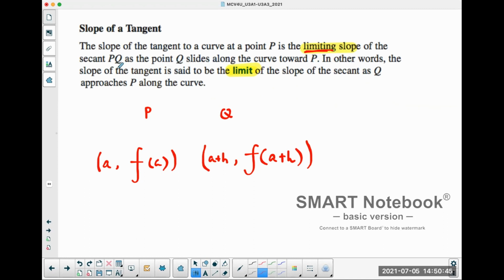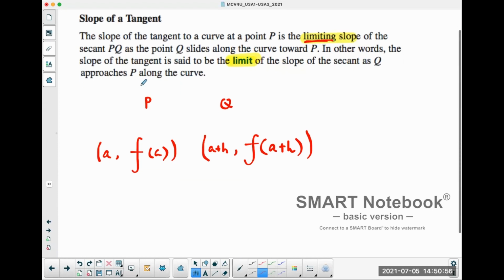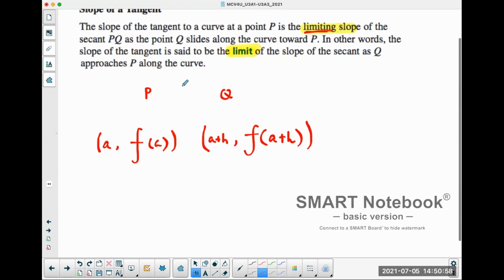In other words, the slope of the tangent is said to be the limit of the slope of the secants as Q approaches P along the curve. So another way to say Q is we can say Q is a little bit more than point P, a little bit to the left, a little bit to the right.